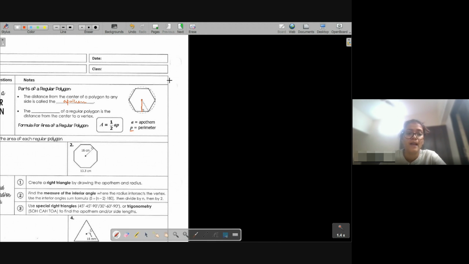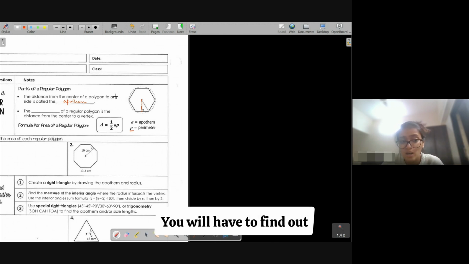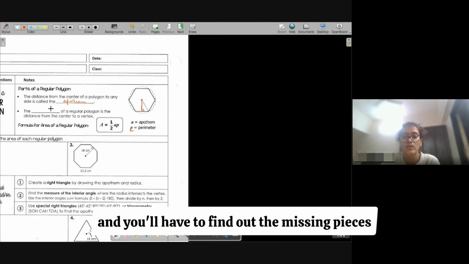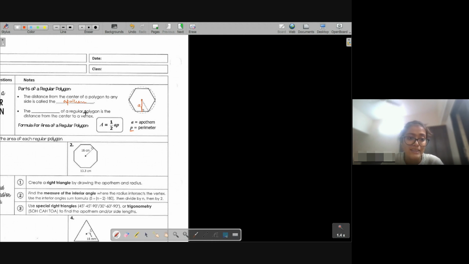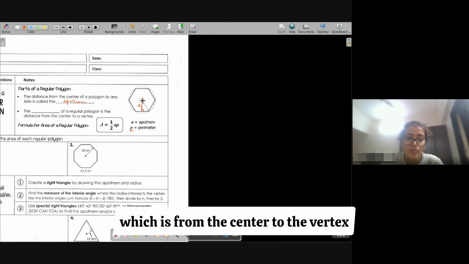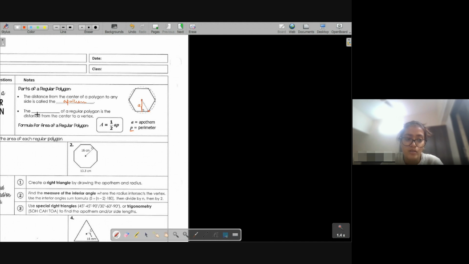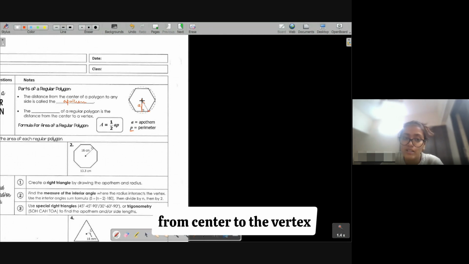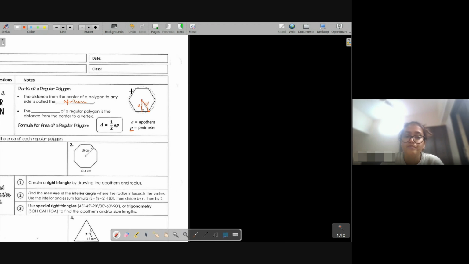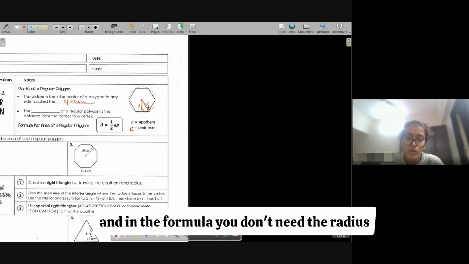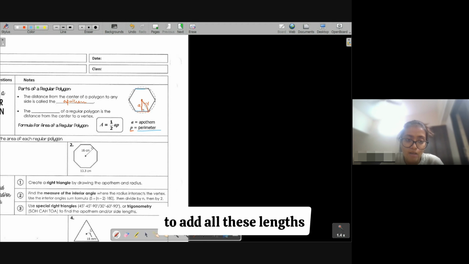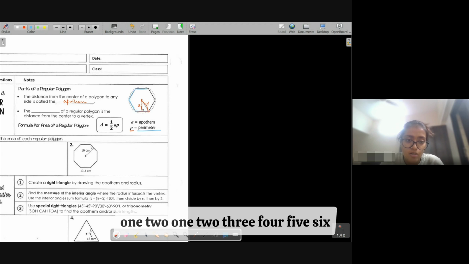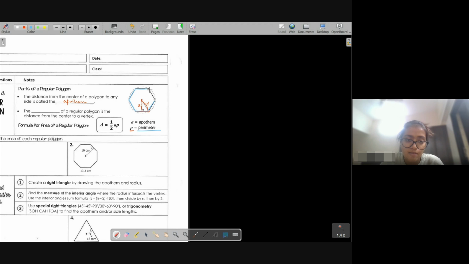And they will not give you these things directly. You will have to find out. They will give you some information and we'll have to find out the missing pieces. So this is the apothem. And there is one more thing called the radius of a regular polygon, which is from the center to the vertex. In the formula, you don't need the radius, but to find out the side, if you want to find out the perimeter, that means you want to add all these lengths.